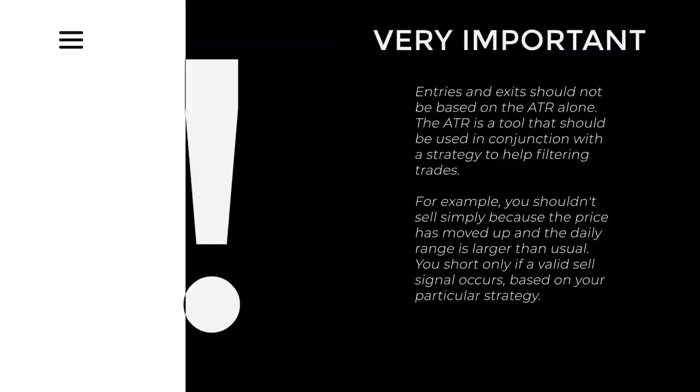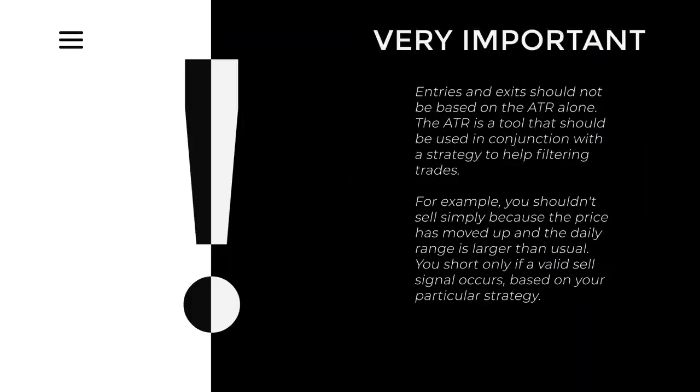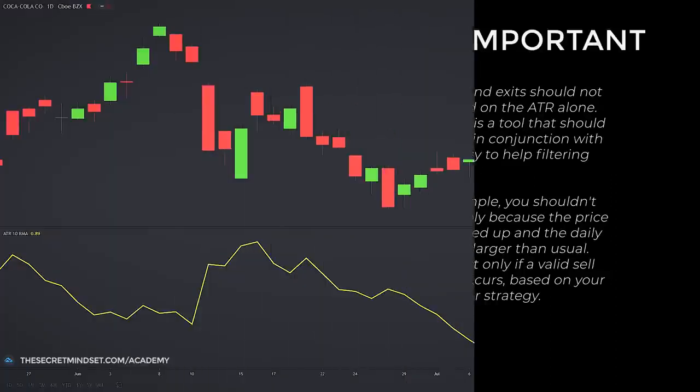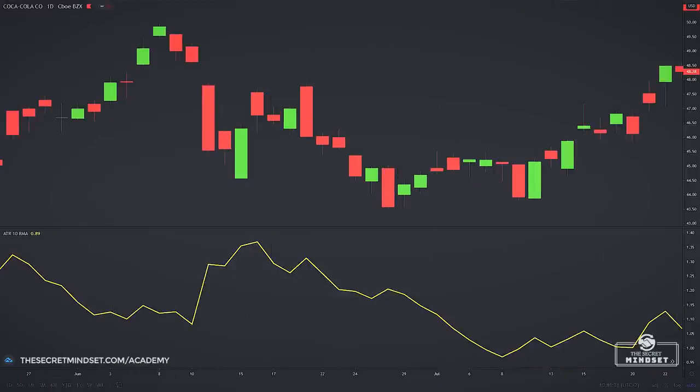Now, very important, entries and exits shouldn't be based on the ATR alone. The ATR is a tool that should be used in conjunction with a strategy to help filter trades. For example, in the previous situation, you shouldn't sell simply because the price has moved up and the daily range is larger than usual. You short only if a valid sell signal occurs, based on your particular strategy.